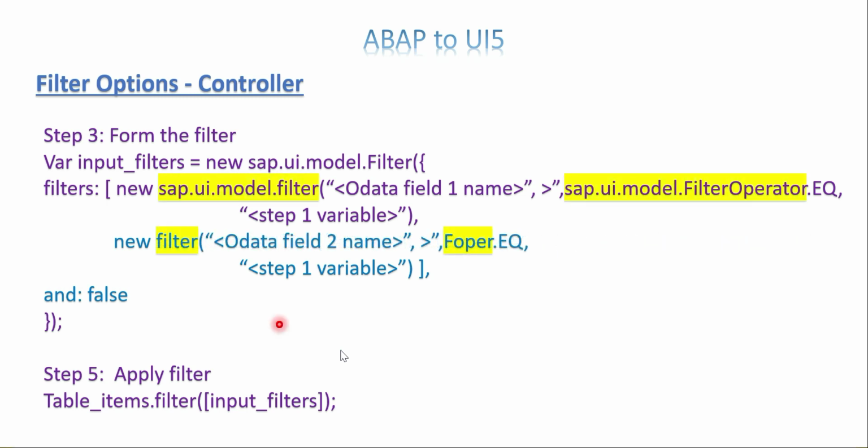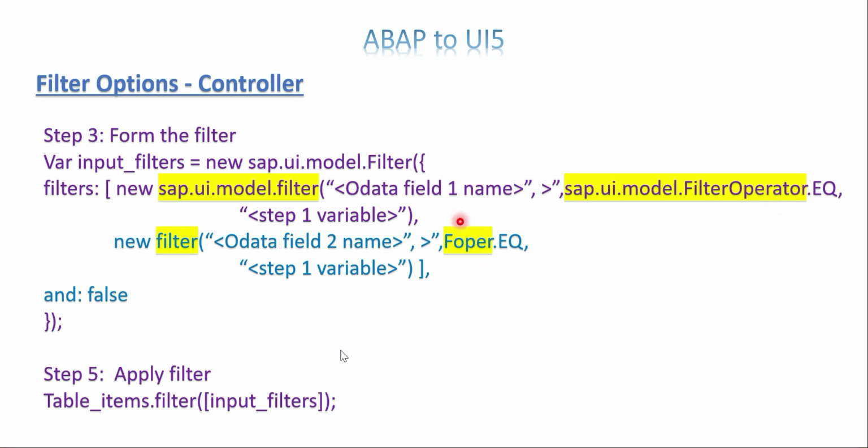And what else? Okay, so here suppose you have more filters, you don't want to write this again and again and again, right? So you can go with a kind of alias so that we can define it in the component, the controller.js file itself. Okay, we have seen it. The same thing, we're going to use for this option also. So I'm going to use the alias for sap.ui.model.Filter as Filter, and sap.ui.model.FilterOperator as FOPER.